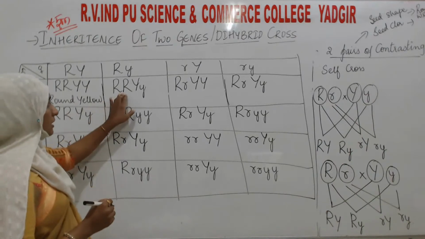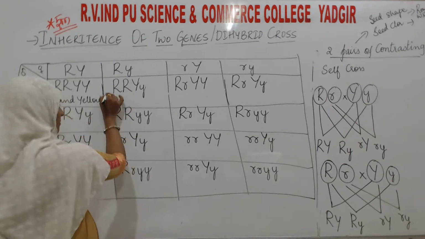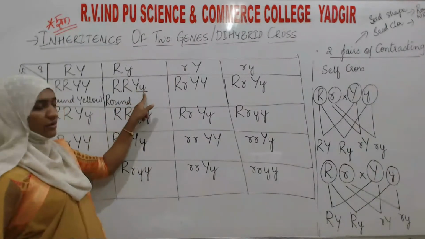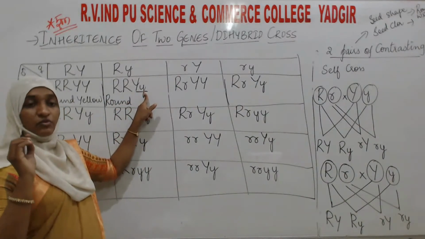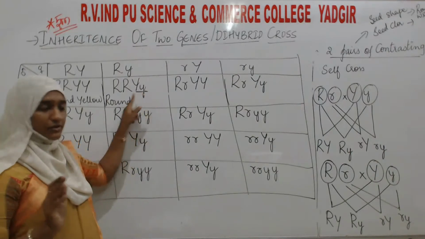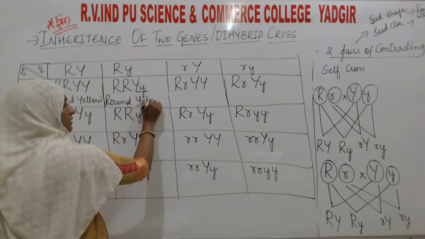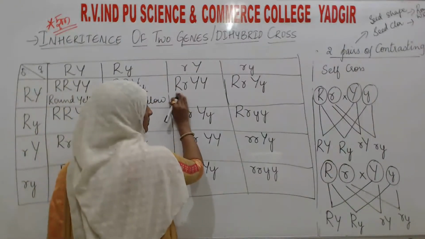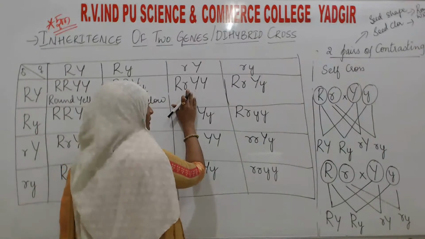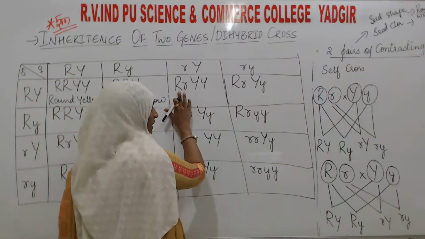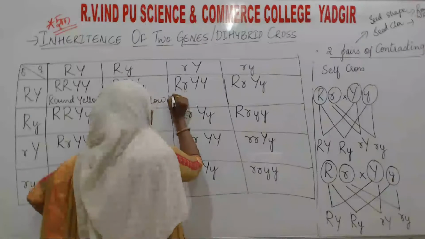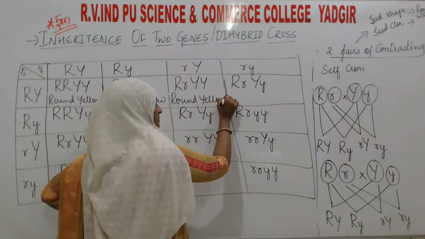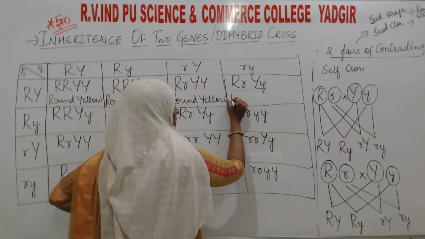Okay. Here these both are dominant, so it will become round. But here you see one is dominant, one is recessive. We have to mention the dominant one, not the recessive one. So it will become round yellow. The next, here also in both of these genes, small r is the recessive one, but we have to mention the dominant gene. So it will become round yellow. Same thing, round yellow.